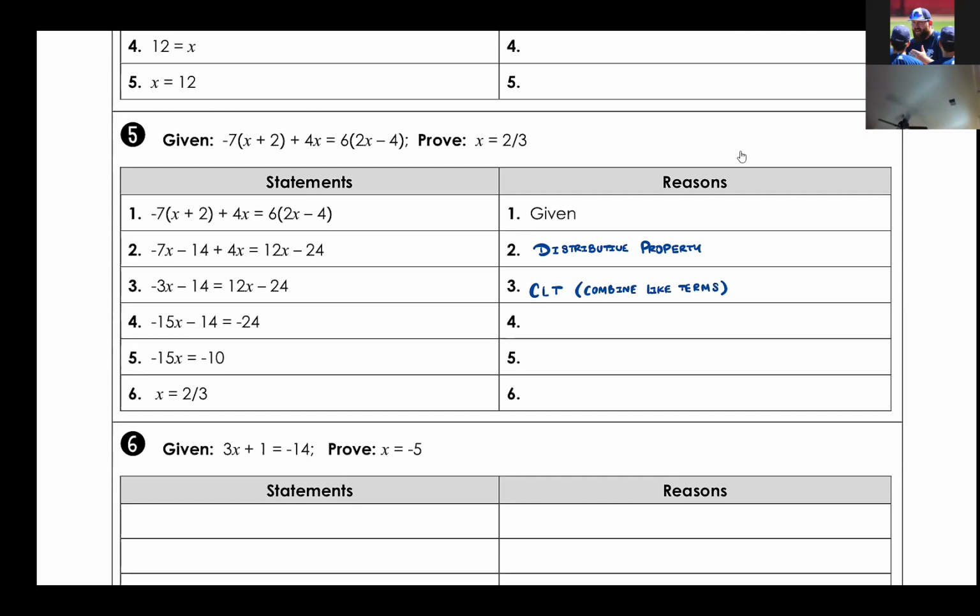All right, so we combined like terms and got to negative 3x minus 14 equals 12x minus 24. What did we do next? What changed? Who moved? What's different from 3 to 4? They subtracted a 12. In step 3, 12x is on the right. Step 4, there's no x on the right. So they subtracted a 12 from both sides, what do we call that? Subtraction property.